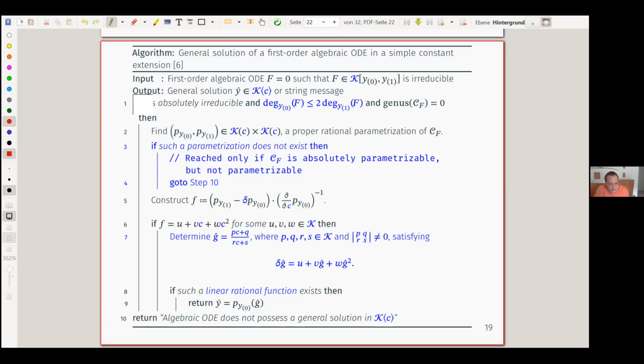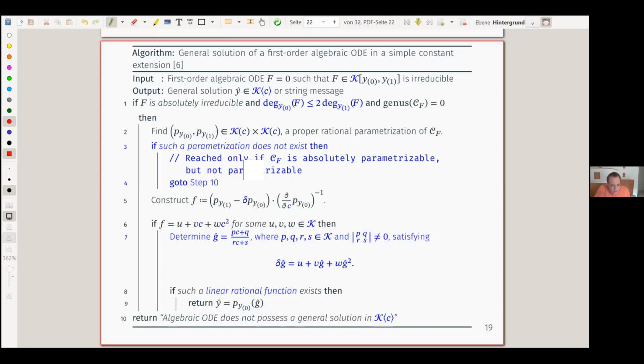So as well, F must be absolutely irreducible. This curve, which we obtain from F, must have genus 0. Here now these degree conditions, they are definitely new. They were not present in the previous algorithm. And this step here, this is also, well, kind of new. It depends a bit on the field you are looking at. Apart from this, it's not very interesting.